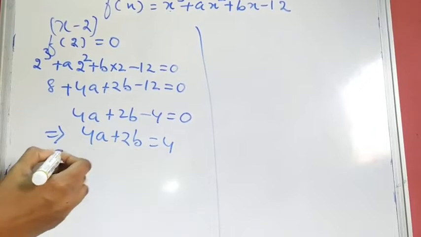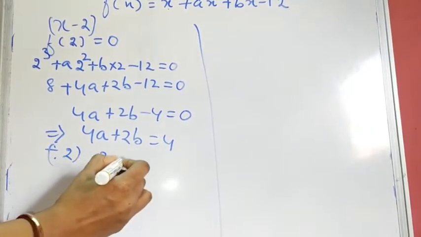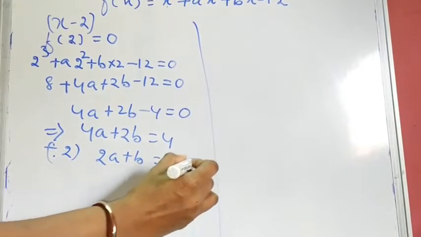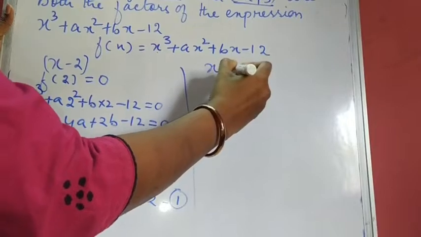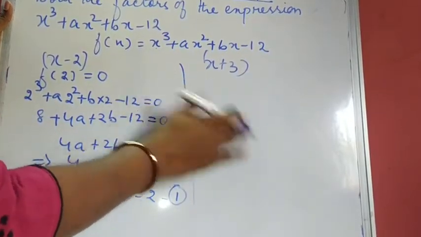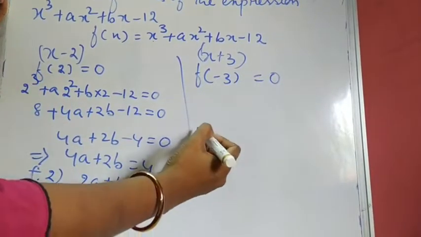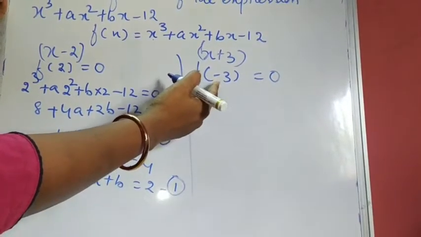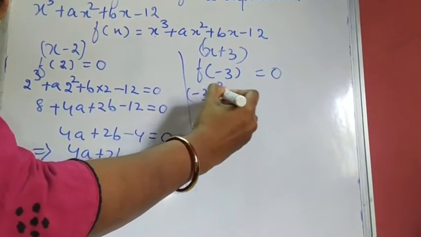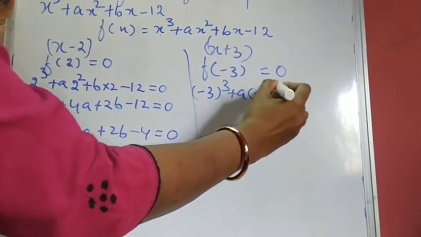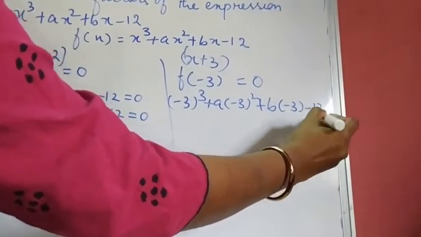We can simplify this equation, divide it by 2, we get 2a plus b is equal to 2. Let us take this as our first equation. When x plus 3 is a factor of the given polynomial, it says that f of minus 3 will be equal to 0. Therefore, substituting the value of minus 3 in the place of x, we get minus 3 cube plus a into minus 3 square plus b into minus 3 minus 12 is equal to 0.